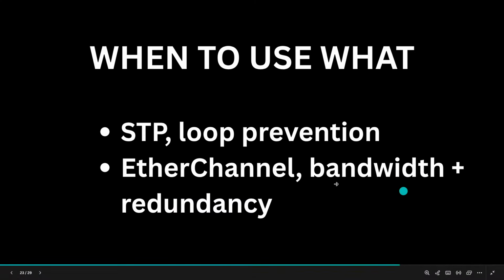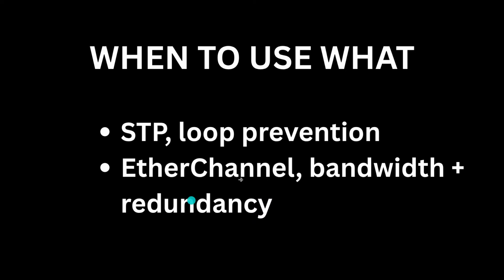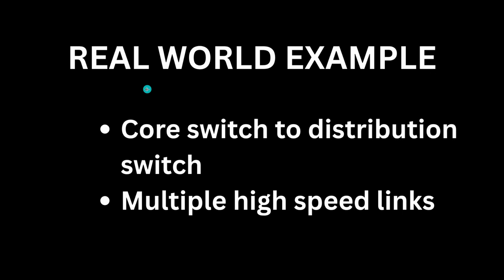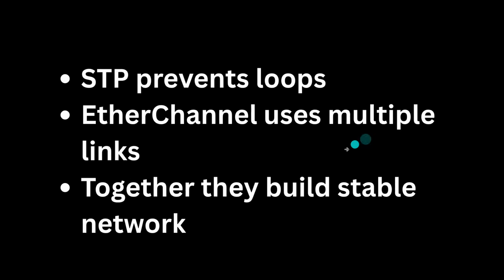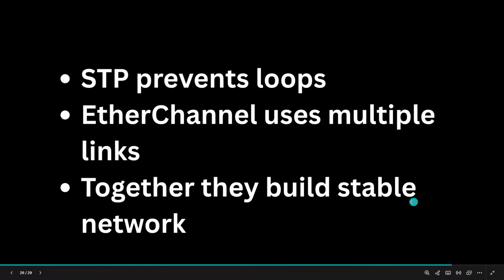To save the resources, you can use the EtherChannel with the STP. A real world example is core switch to the distribution switch with multiple high speed links. Core switch to the distribution switch. Final summary: STP prevents the loop, EtherChannel uses multiple links, and together they build a stable network.